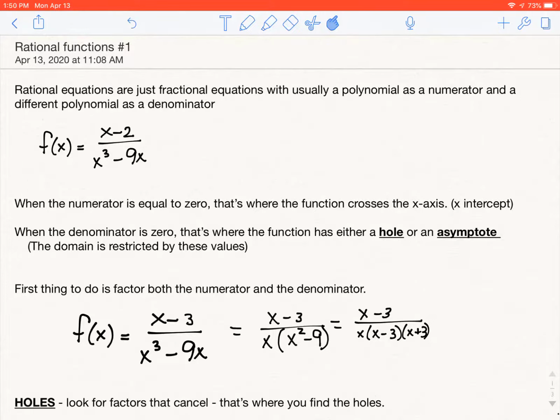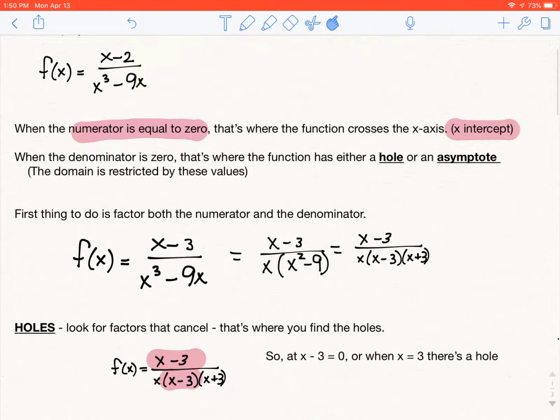Notice the degree of the numerator is 1. The degree of the denominator is 3. That's not important today, but I just thought I'd throw it out there. Okay, so when the numerator is equal to 0, that's where you get your x-intercepts. Because if the numerator is 0, the whole thing is 0, which makes y equal to 0, and that's the x-axis. So that's not the focus today either, but I thought I'd throw that out there.